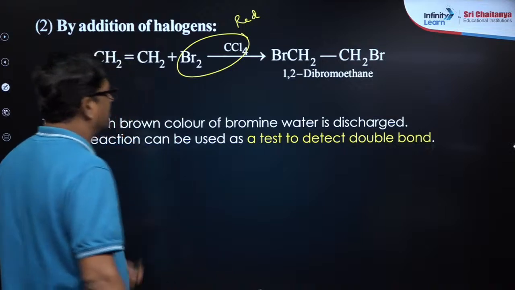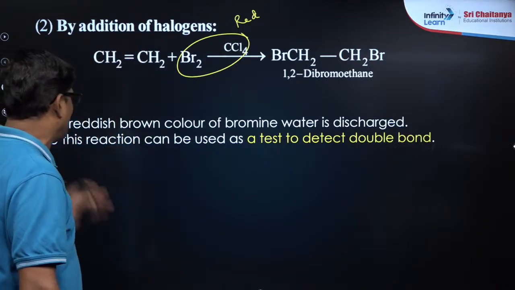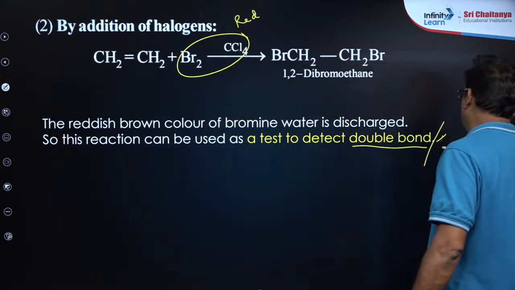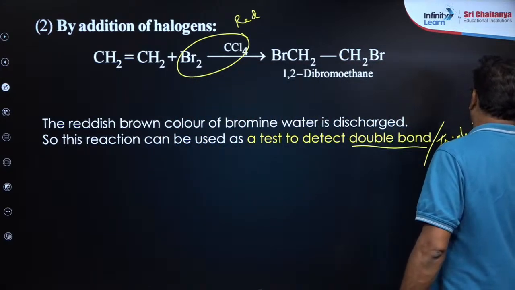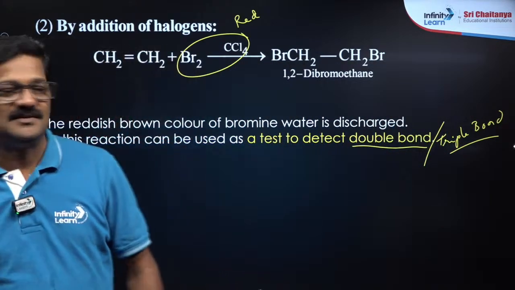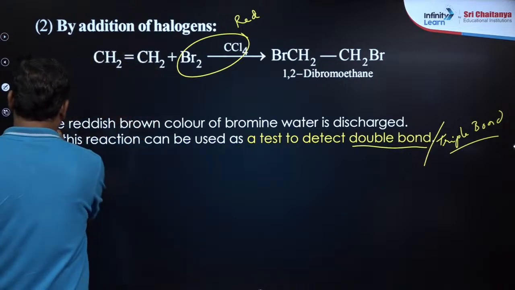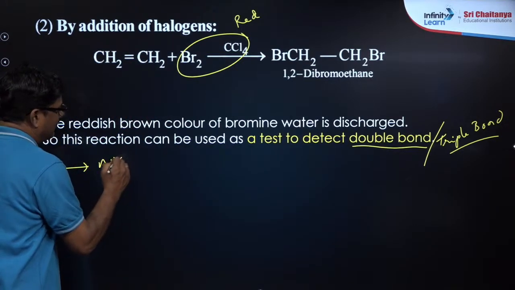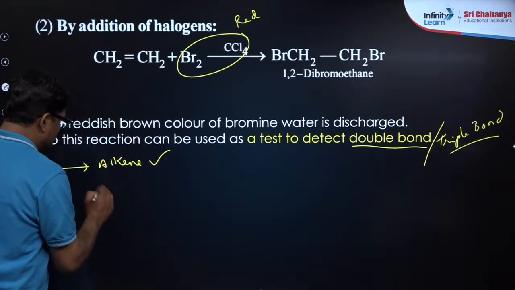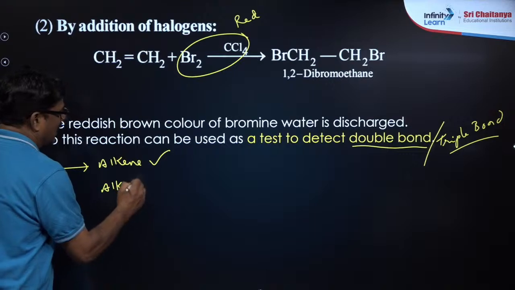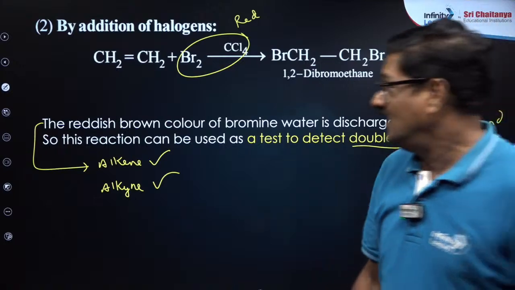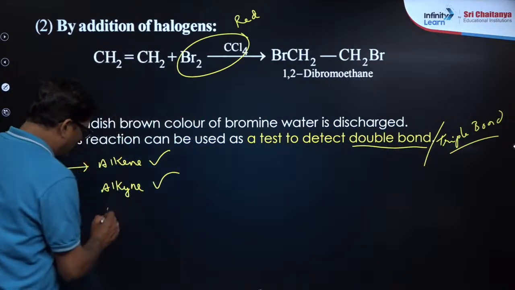The reddish brown color bromine water is discharged. So this reaction can be used as a test to detect double bond or any triple bond. ट्रिपल बॉन्ड भी कर सकते. इसका कुछ एक्सेप्शंस है. ये रिएक्शंस आल्कीन देते हैं, हाँ देते हैं, राइट. अल्काइन देते हैं, हाँ रिएक्शन मिलेगा, राइट. टेस्ट फॉर अनसैचुरेशन यू कैन से.